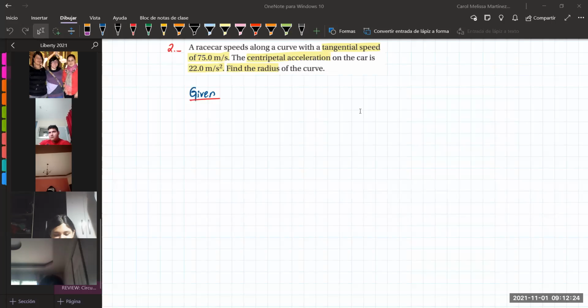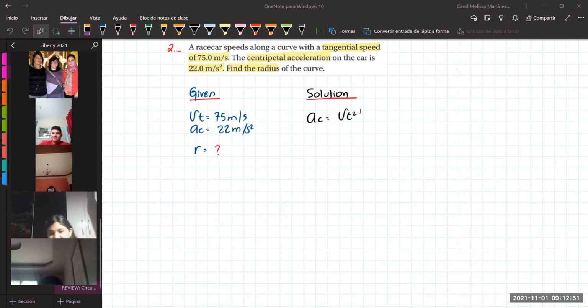The tangential speed VT is equal to 75 meters per second. Centripetal acceleration, which is AC, is 22 meters per second squared. And I need to find the radius. Okay? So again, the solution process is quite simple. This is the main equation. AC equals VT squared divided by the radius.